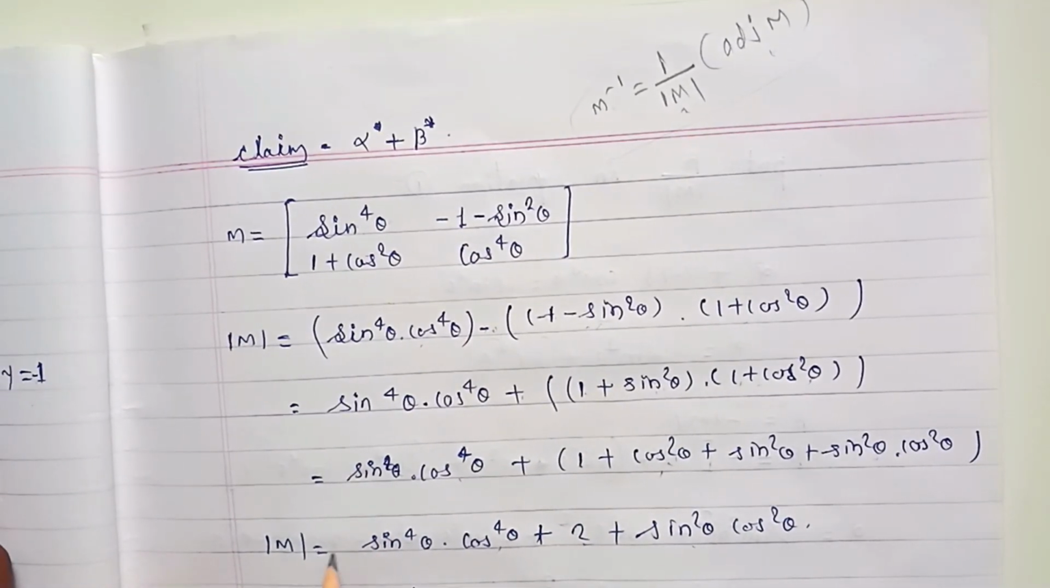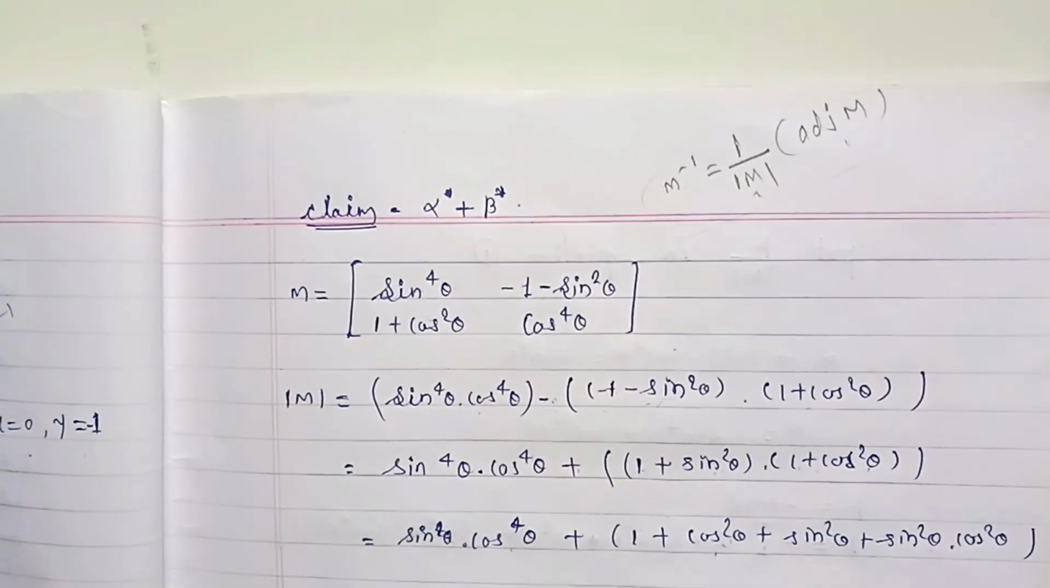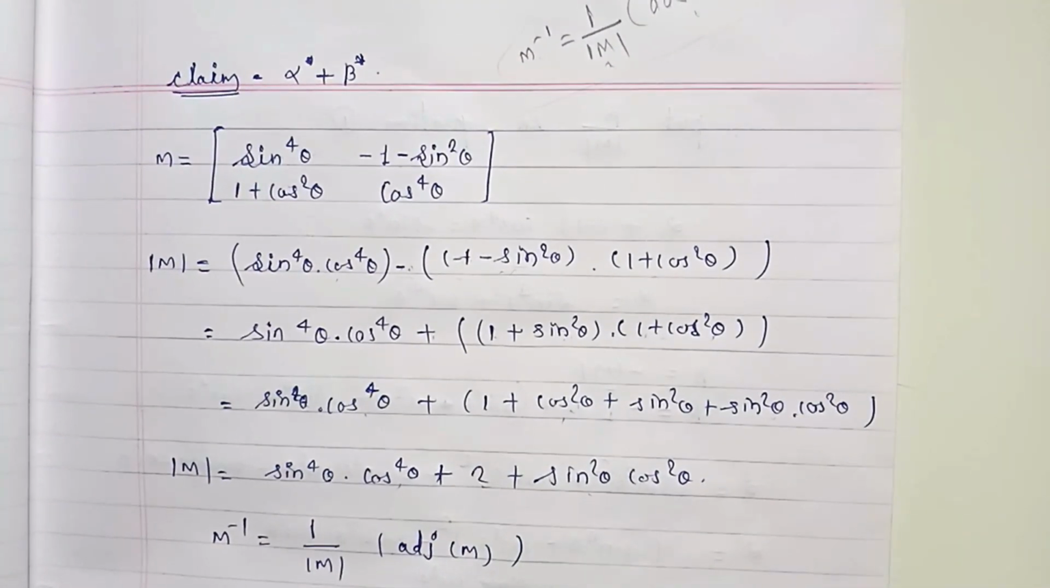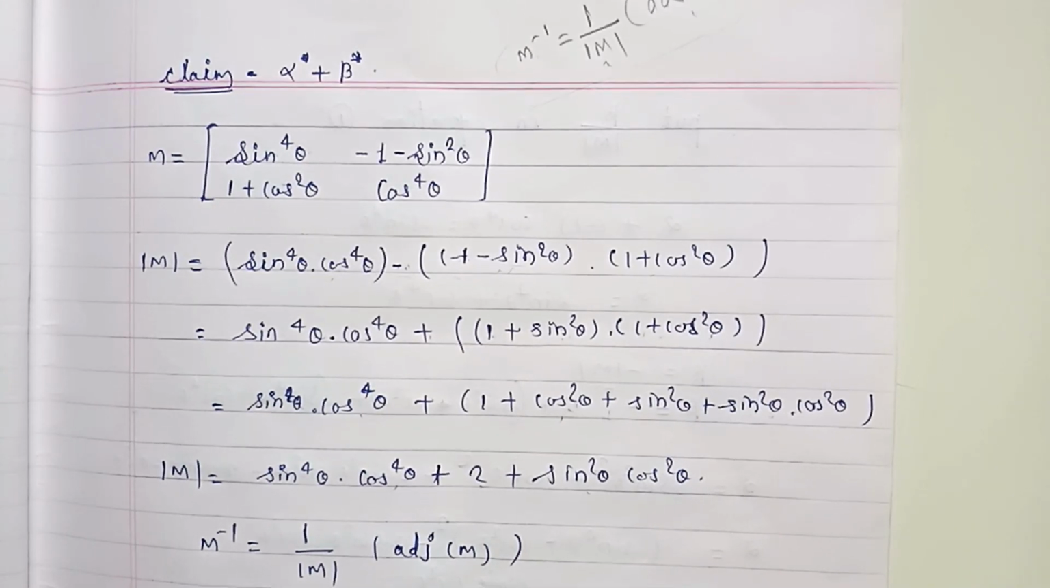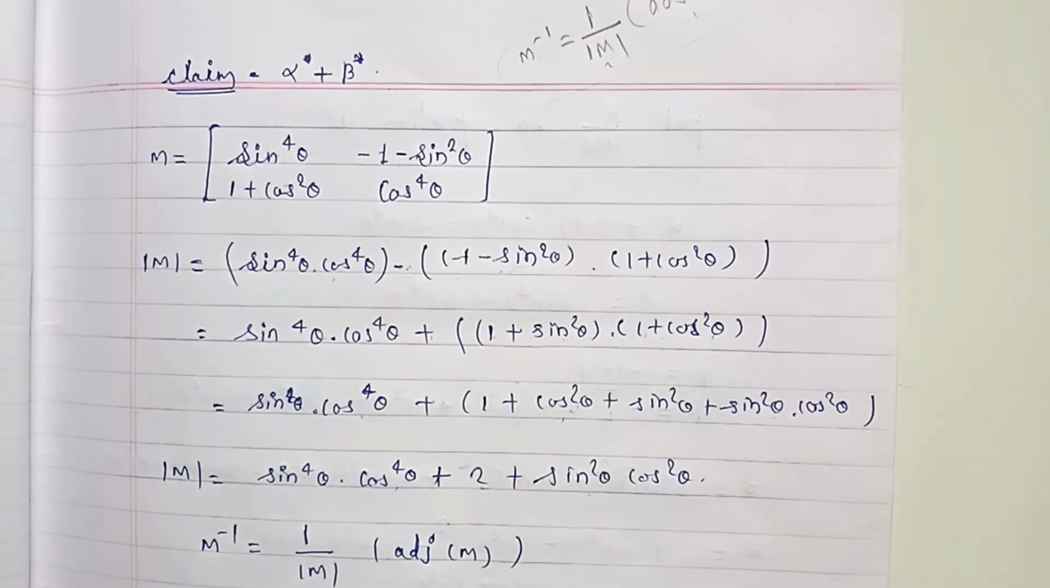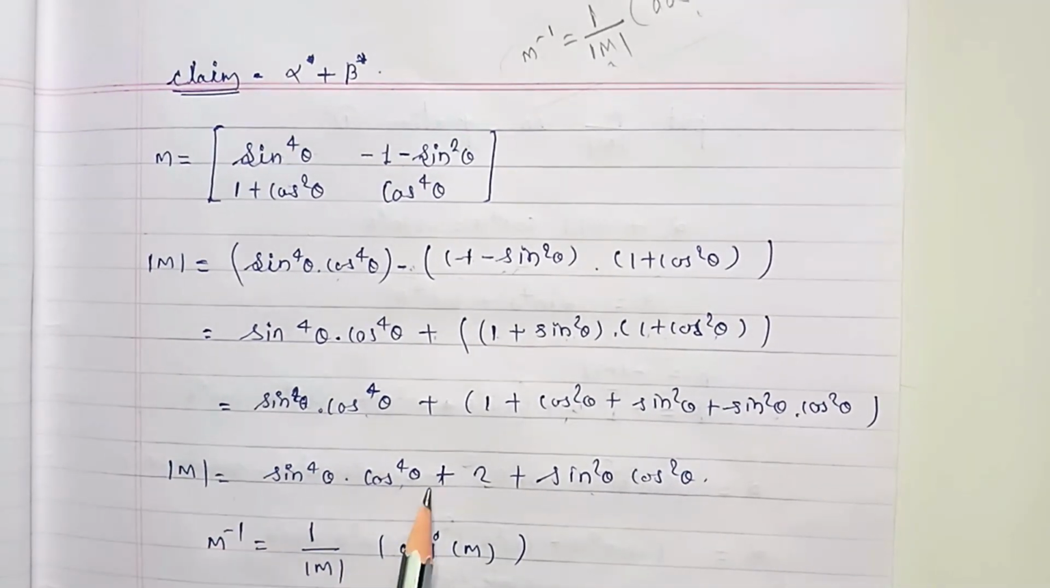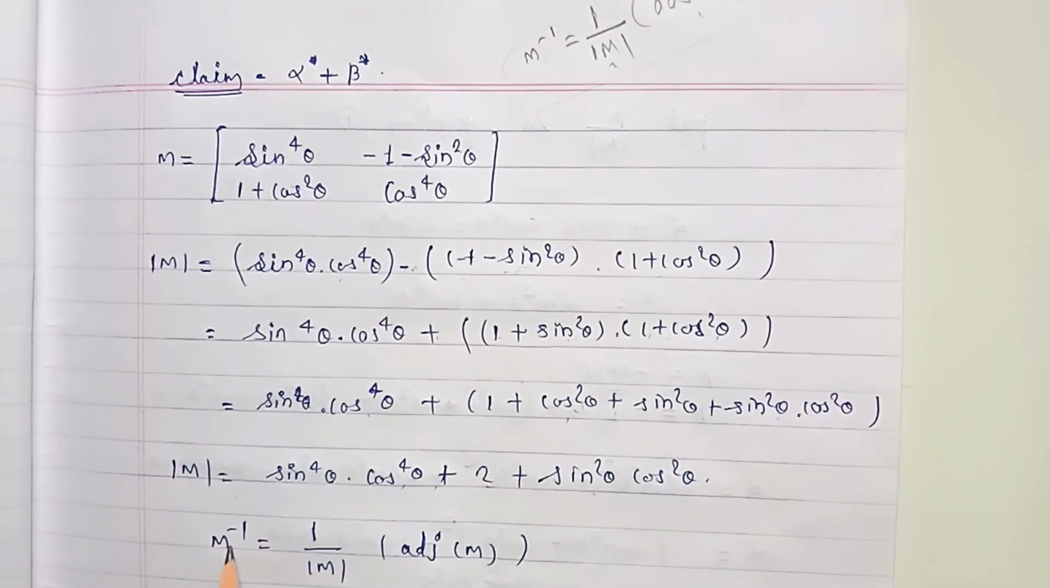So I got the determinant of M. These look like complicated trigonometry terms, but once we solve a few more steps, we'll get a short answer. So don't worry about it, just find the next step. So here is the determinant of M. Now let's find the inverse.